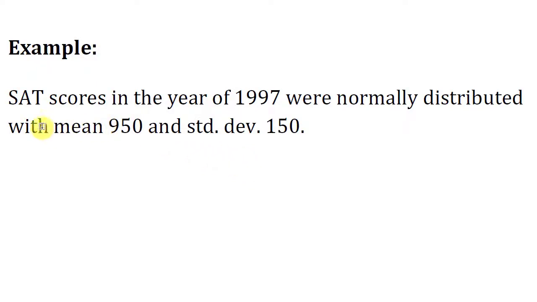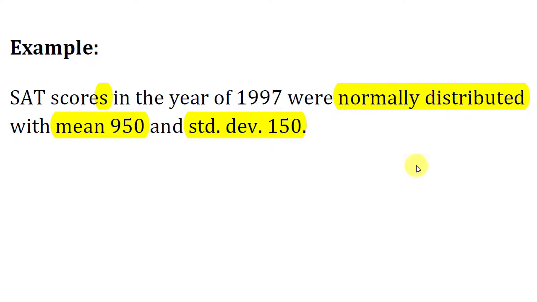with the data being the population of SAT scores in the year of 1997, and further indicated that our SAT scores are normally distributed with a given mean 950 and standard deviation 150. Let's now apply our understanding of the normal distribution in this example in a different way, instead of finding area.